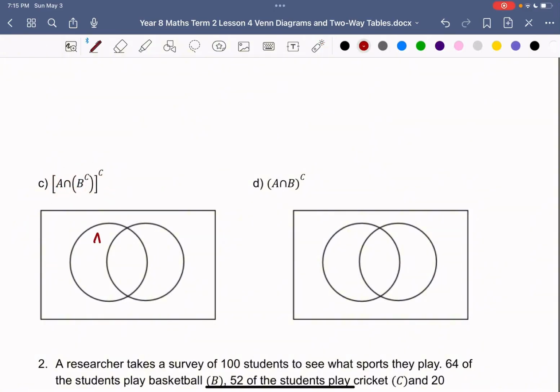Now over here, we have A and the complement of B, all complemented. So if this is my A and this is my B, I know this is A and the complement of B, so it's going to be anything but this section shaded. So this section shaded is just this.